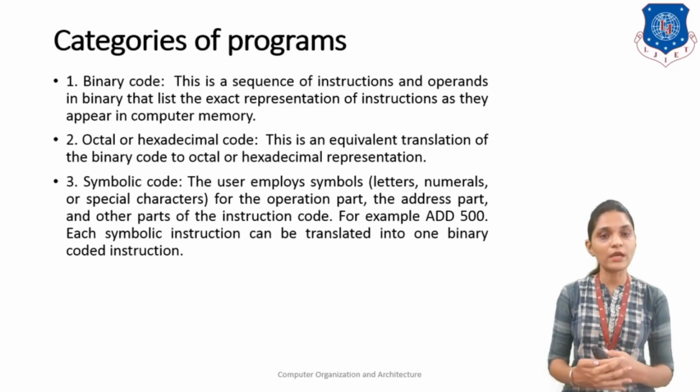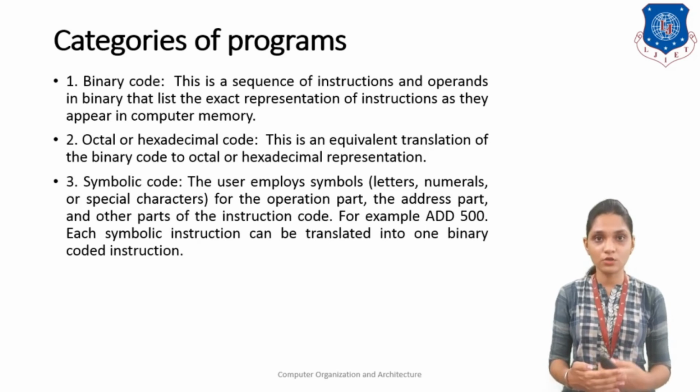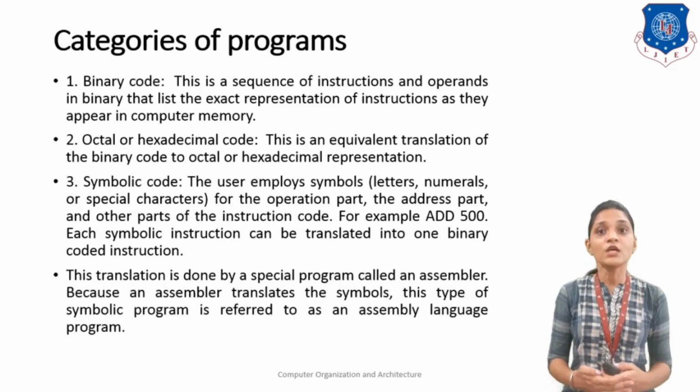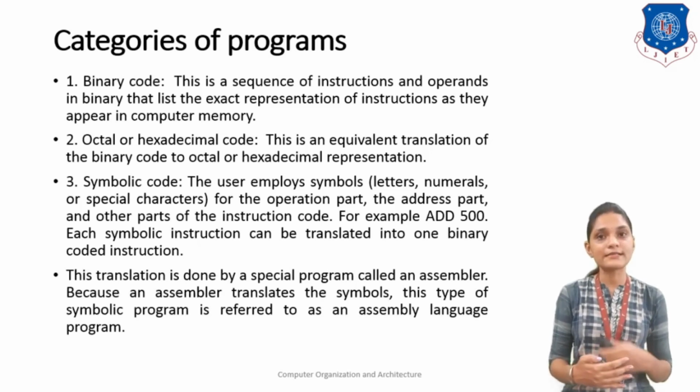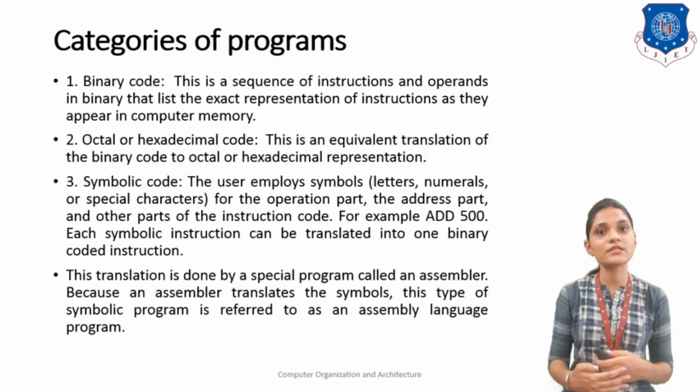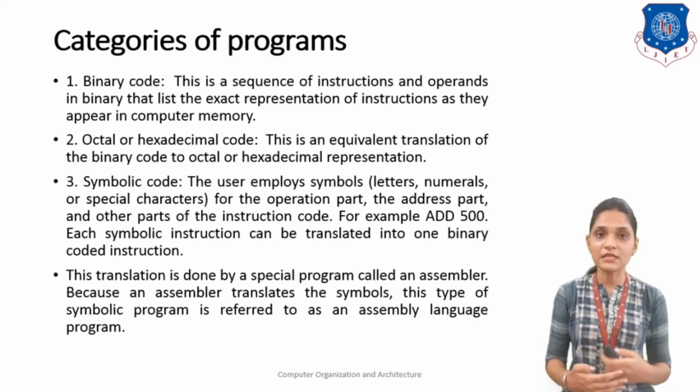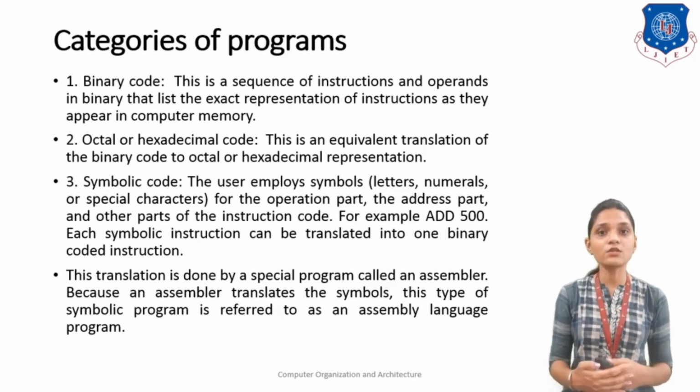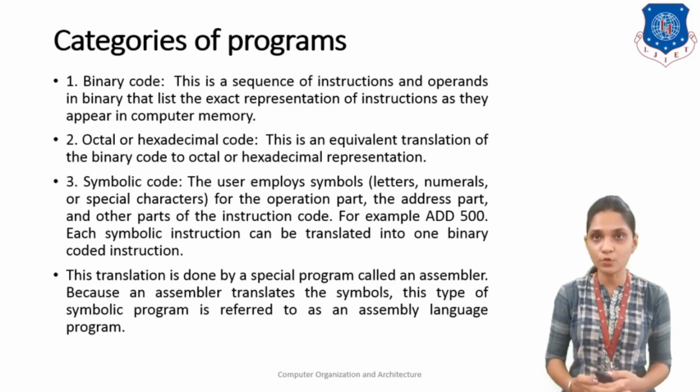So ultimately you can write ADD 500. That instruction will add the content of location 500 to the accumulator. But while it is working on your computer, it ultimately needs to be converted into binary. So the translation of this assembly language to binary language is done by a special program known as an assembler. Because assembler translates the symbols to binary, this kind of program is also known as an assembly language program.